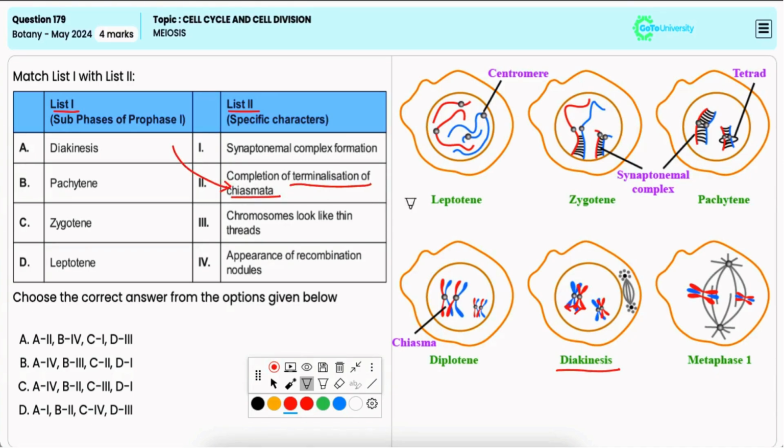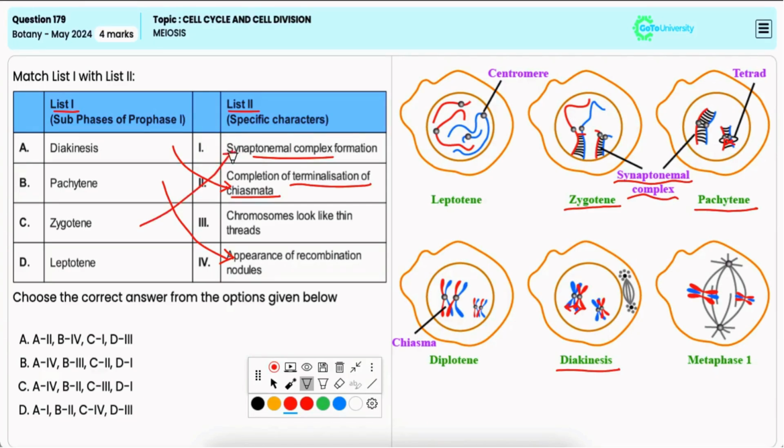Now, pachytene is the stage where crossing over occurs, and that is facilitated by the recombination nodules on the synaptonemal complex. Thus, B matches with 4. Now, zygotene is a stage which is characterized by the pairing of the homologous chromosomes, that is synapsis, during which the synaptonemal complex forms. Thus, C matches with 1.